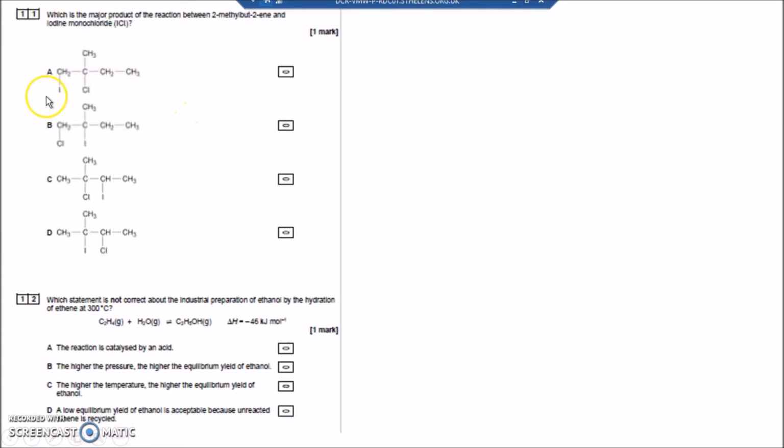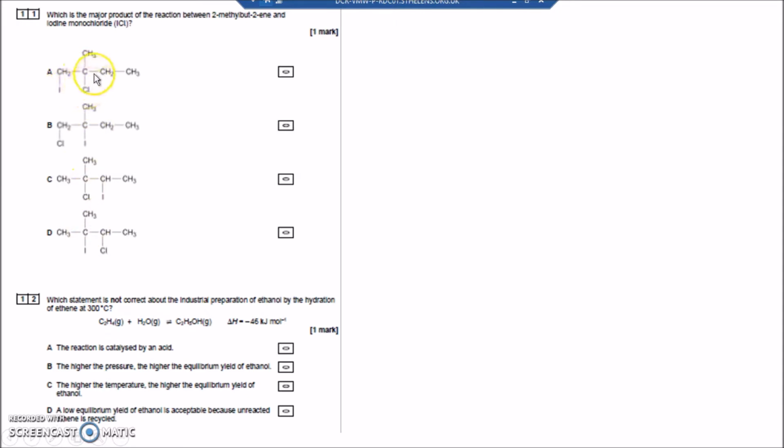Questions 11 and 12. Both are quite tricky actually, especially question 11. So what have you got? What's the major product of the reaction between 2-methyl-butene and iodine monochloride? So 2-methyl-butene. Before this has reacted, it's had a double bond between carbon number 2 and carbon number 3. So this is carbon number 2, 2-methyl, there's the methyl group, butene, so it's had a double bond here.